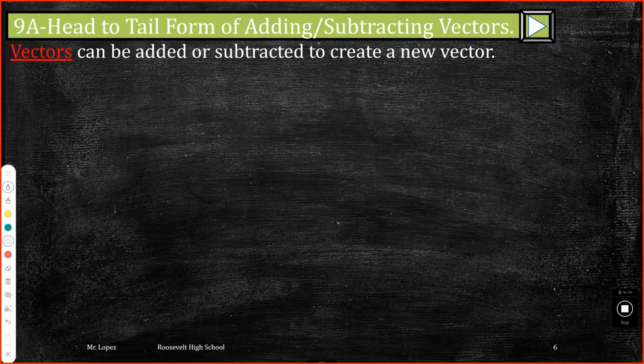All right. Let's go. Head to tail form of adding and subtracting vectors. Vectors can be added or subtracted to create a new vector.